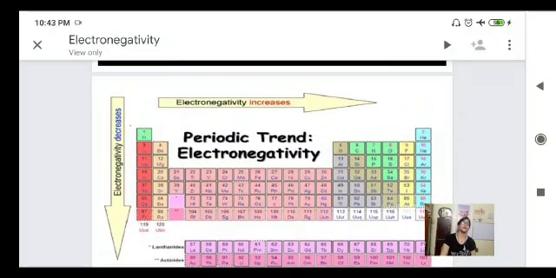What we have discussed right now has been depicted like this. Electronegativity increases from left to right and decreases from top to bottom.